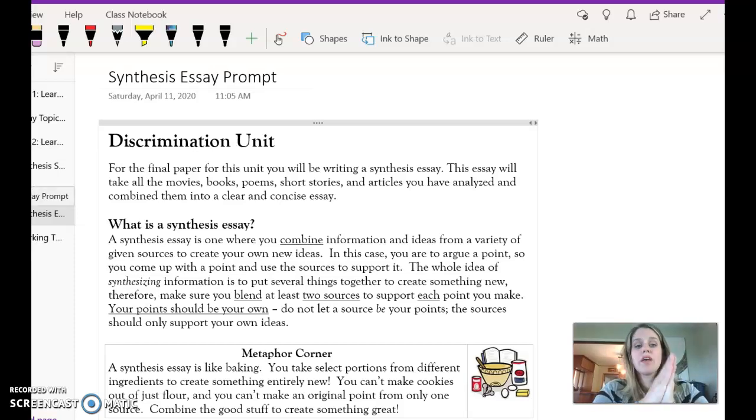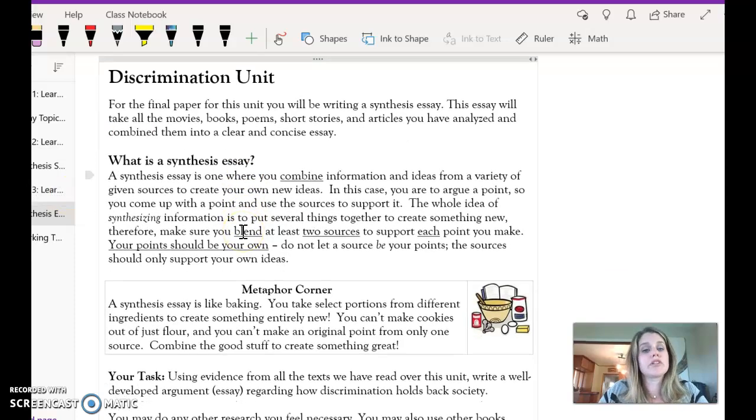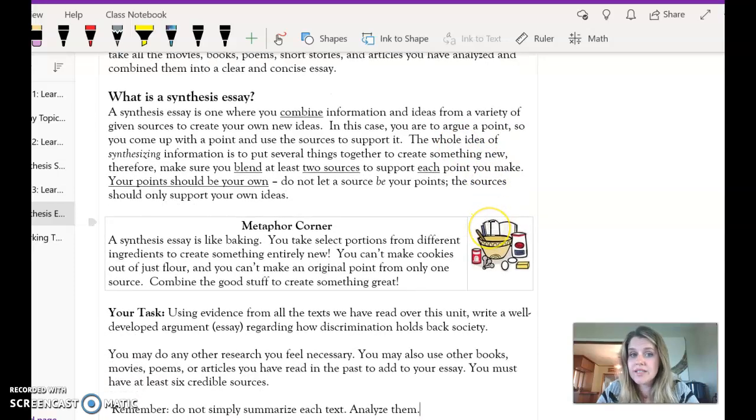Okay, so your final paper for this unit is your synthesis essay. We're going to take books, movies, poems, short stories, articles that we've read, and we're going to put them together in an essay. So a synthesis essay is one where you combine information and ideas from a variety of sources to create your own new ideas. In this case, you're going to argue a point. So you come up with a point and use sources to support it. The whole idea of synthesizing information is to put several things together to create something new.